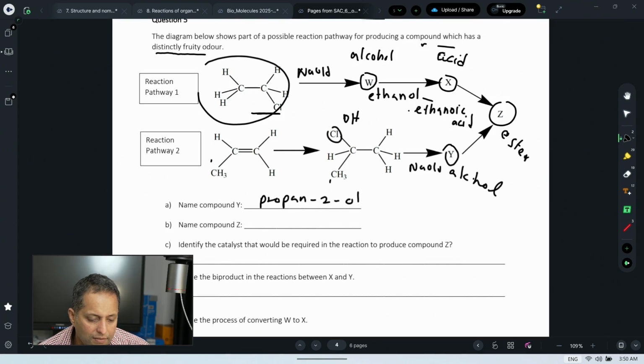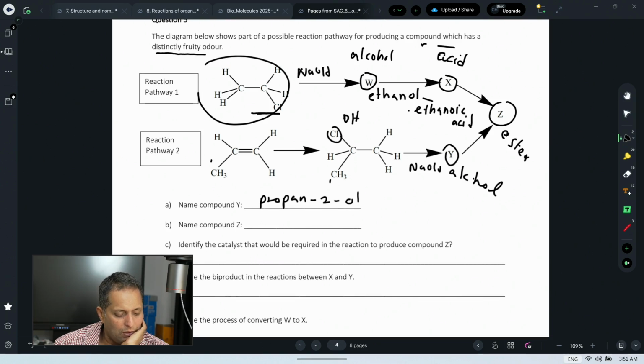Ethanoic acid. Now, propan-2-ol, name the compound Z. There was a bit of an issue here. What is the issue? Because we are making propanol, this is not propan-1-ol. This is propan-2-ol. Yes, this is propan-2-ol, isn't it? Oh, what's going on here?